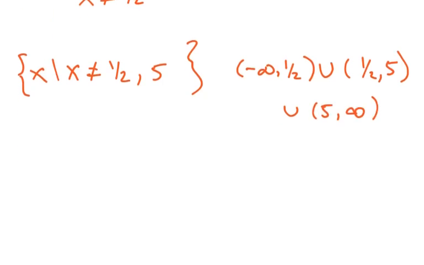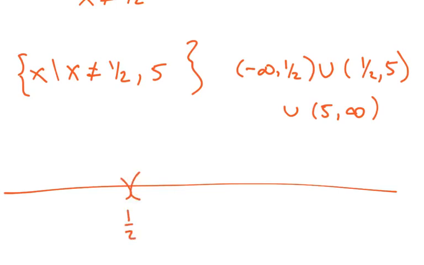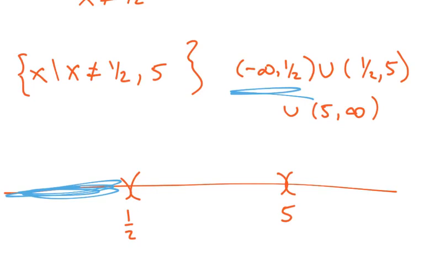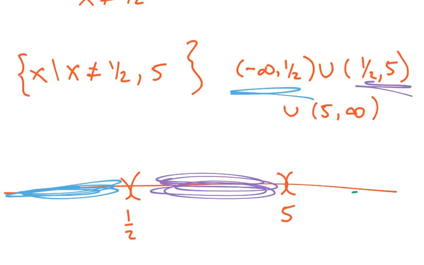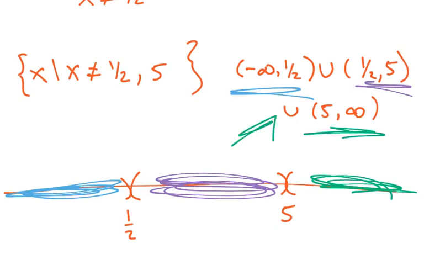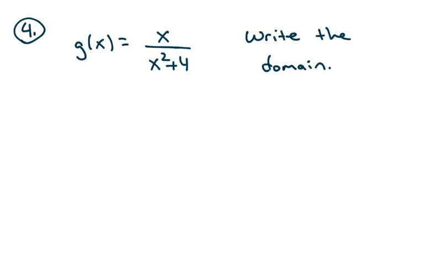And hopefully that makes sense, because if we don't exist at 1/2 and we don't exist at 5, the first part is represented here. The second part is represented here. And the third part is represented here. Right? And this would be an interval notation. So, hopefully that's okay. Moving right along.